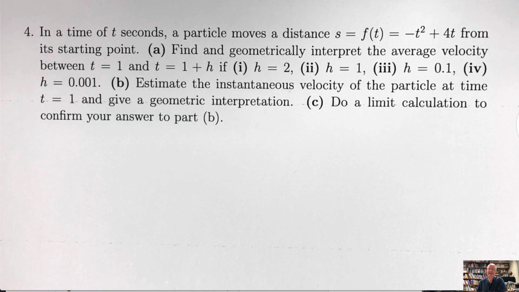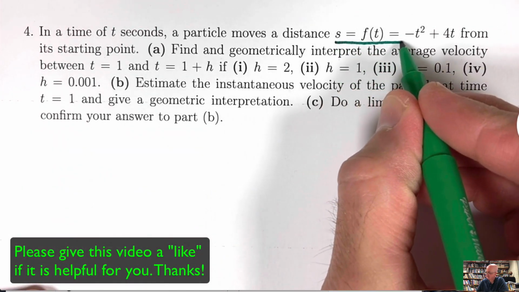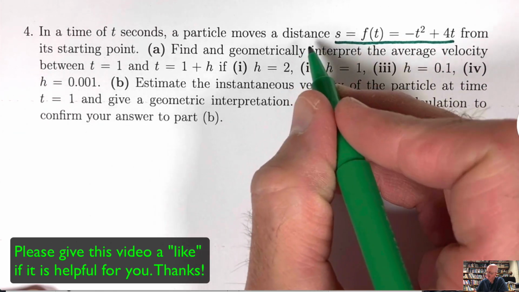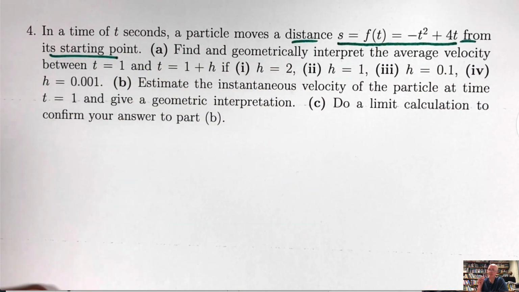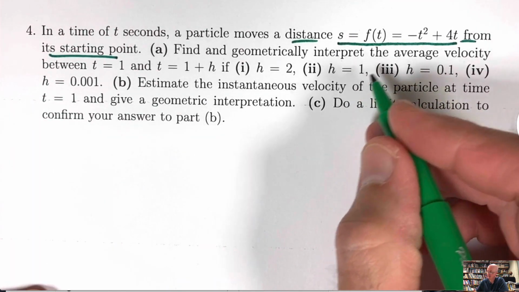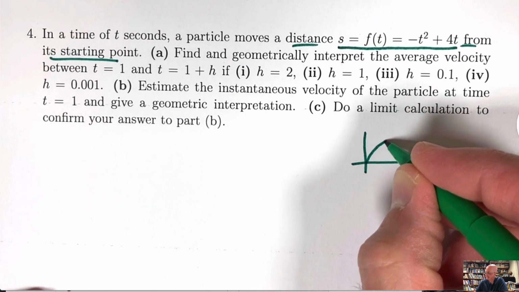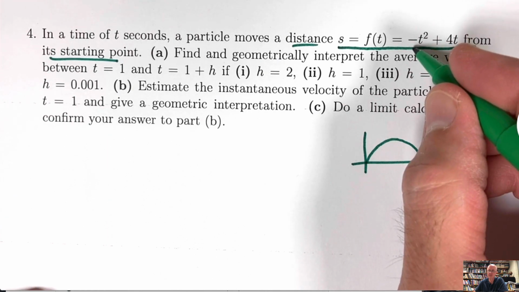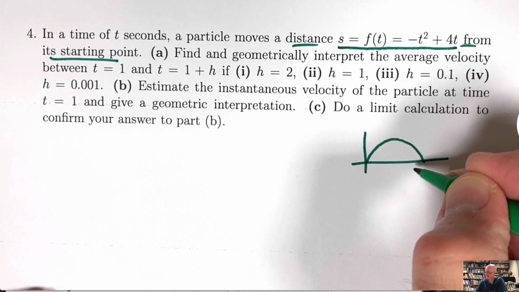Our last problem is a symbolic problem. We're given a function with a formula s equals f of t equals negative t squared plus 4t that gives us the distance from a starting point. Distance from means position, not total distance traveled. This function over the time interval will have a graph that goes both up and down, increasing then decreasing. It is a quadratic function with a negative coefficient of t squared. Its graph will be a parabola that is concave down.